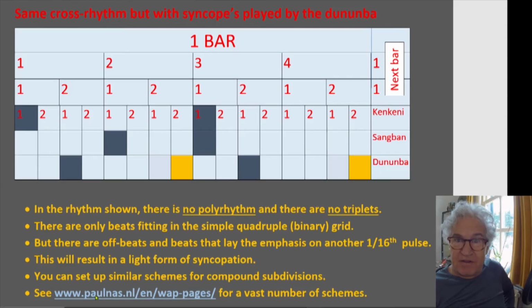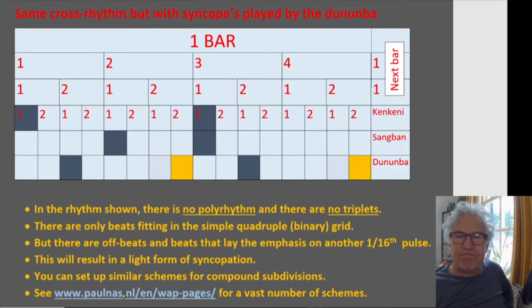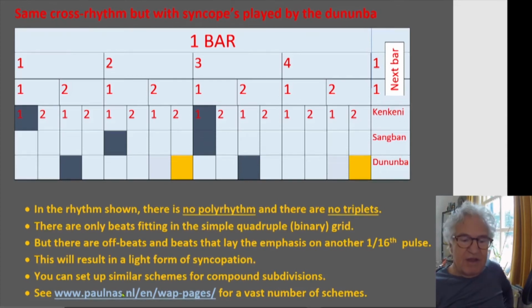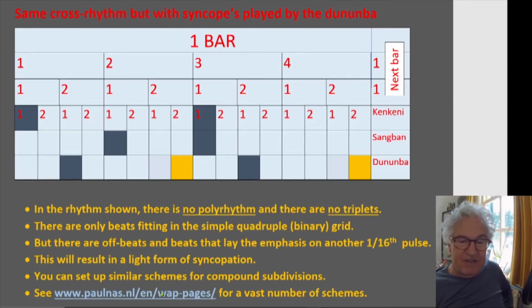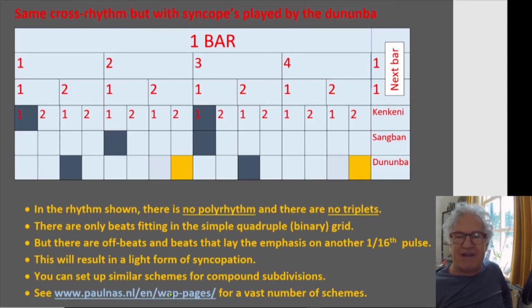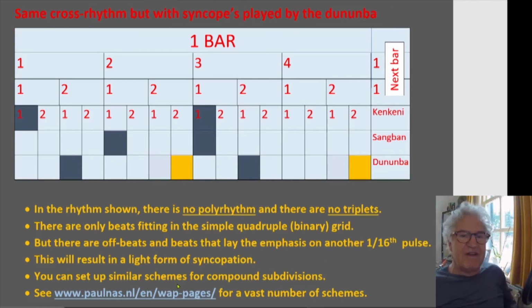There is a website made by a Dutchman, Mr. Paul Nas, with many, many West African percussion songs where all these beats are written down, and also the mutes and djembe solos and phrases and calls. So you can visit this section of his website, and you will find hundreds of rhythms written down so that you can play them.